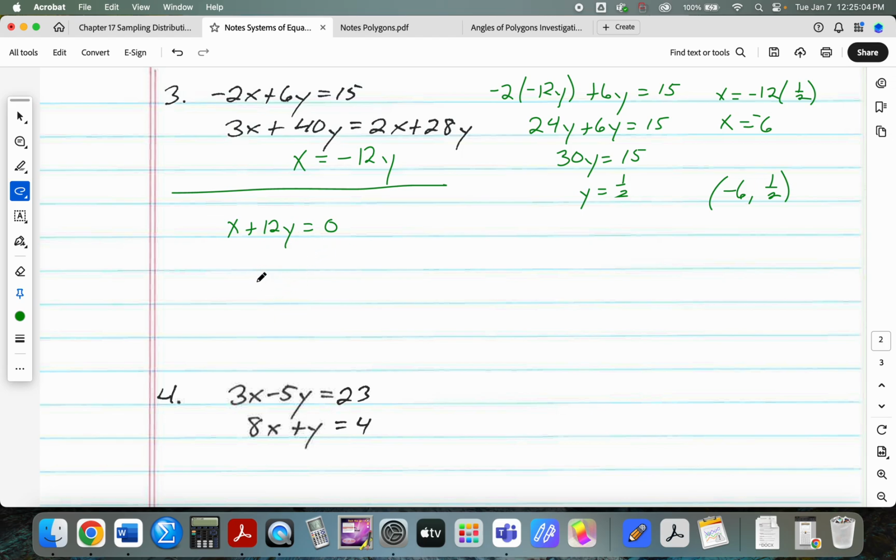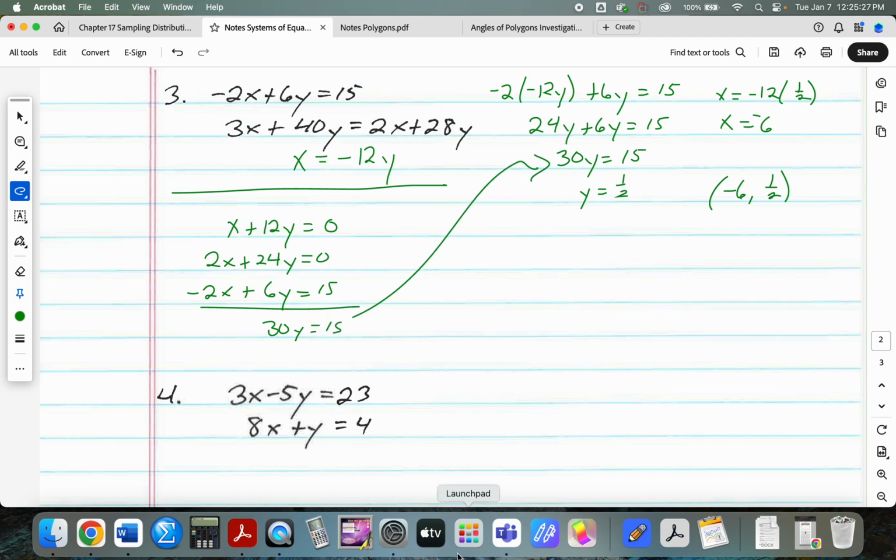Either way is fine. I'm going to multiply this equation by 2, so I've got 2x plus 24y is equal to 0, and negative 2x plus 6y is 15. The interesting thing is, if you do that, you end up at the same spot we ended up there. And the work continues as before. Is one of them easier? I think it's easier on this one to substitute. You don't have to do as much work.